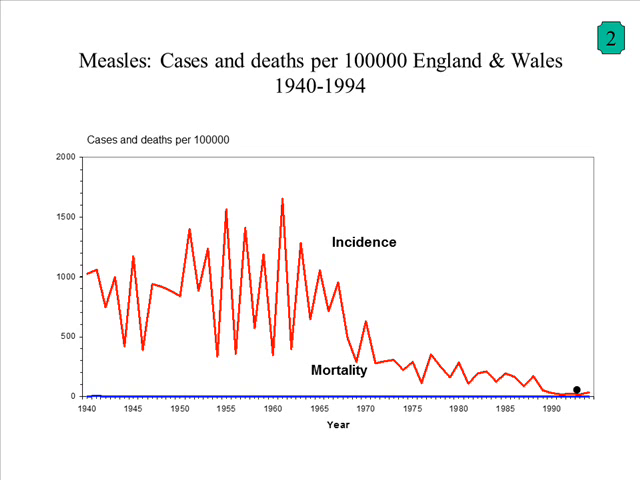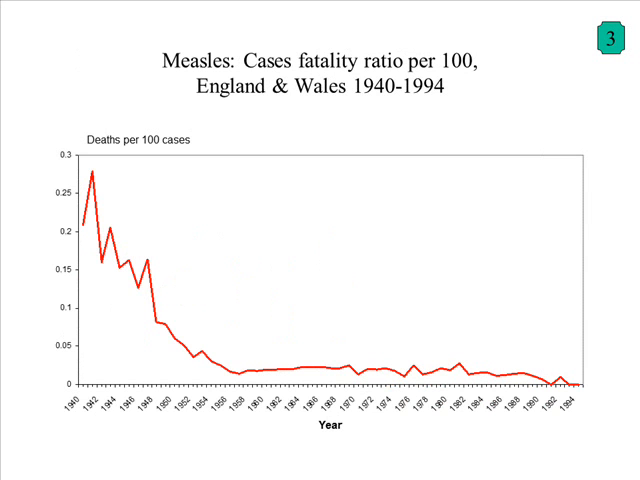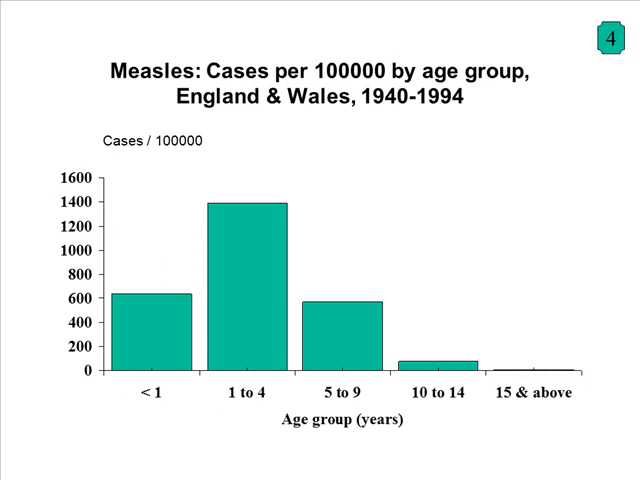Slide 21. What is your interpretation of this figure? Note, it is a current graph. Slide 22. It shows case fatality ratio per 100 from 1940 to 1994. Can you interpret it? Slide 23. What do you interpret of this graph? Which are the most affected age groups?